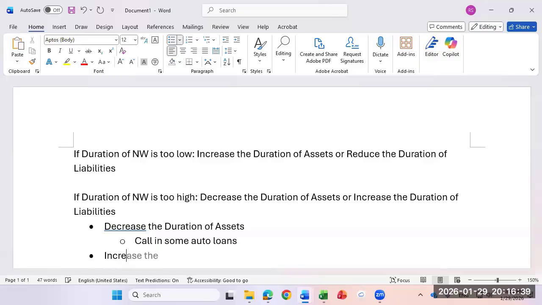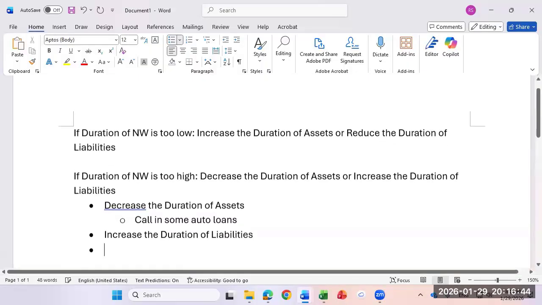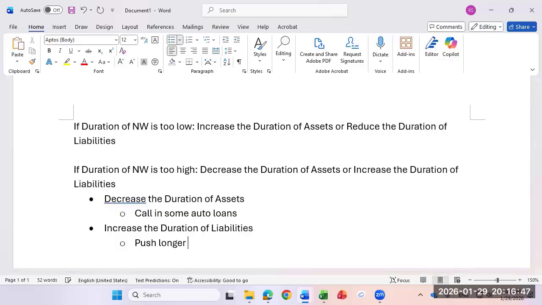What about increase duration of liabilities? You could push longer term CDs, right? Certificates of deposit. You could call your sales department, say, no one's buying our 5-year CDs. And they say, yeah, because our rates are terrible. Yeah, but we need you to sell them. Our CFO messed up. The duration of our net worth is too high. We need you to start selling some 5- and 6-year CDs. How's that going to go? Not going to be too popular, is it? So it will give us better rates. And sometimes it's tough to sell these.